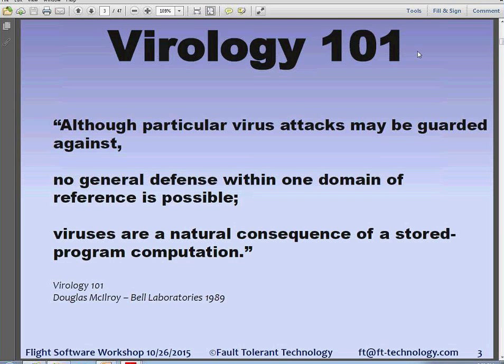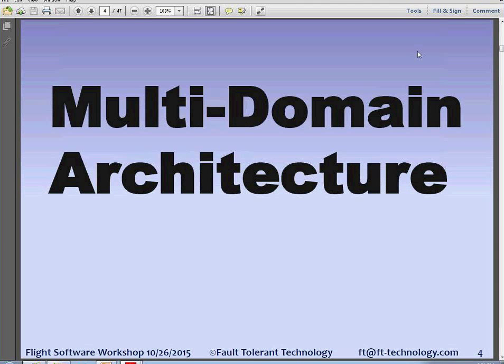35 years of people playing cat and mouse games with hackers and developers and security consultants, no one has fixed the virus problem. Back in 1989, a guy by the name of Douglas McIlroy, he's out of Bell Labs, wrote this great old five-page paper. And he says, although a particular virus attack may be guarded against, no general defense within one domain of reference is possible. Viruses are a natural consequence of a stored program computation. 35 years, nobody solved the problem.